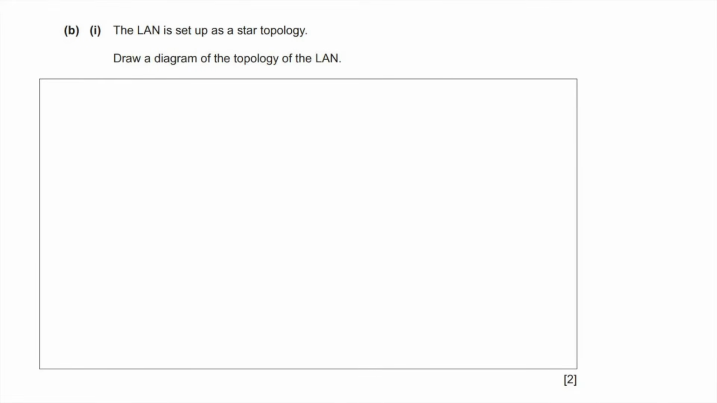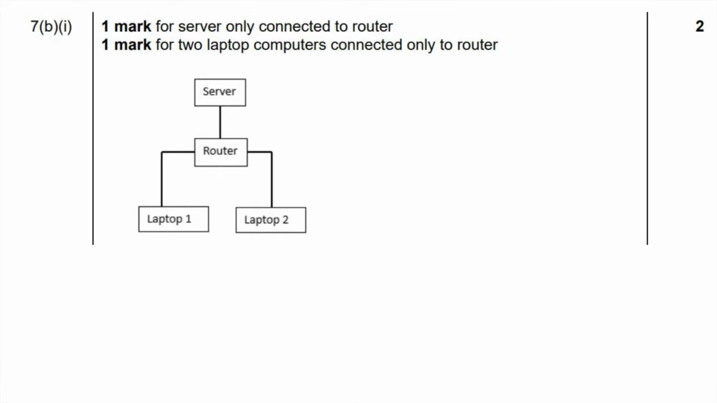Now, another question. The LAN is set up as a star topology. Draw a diagram of the topology of the LAN. We don't really have much context here, but this is just another example of a network. Presumably we have a server on the network, but we also have 2 laptops, and we have a router. So in this case, I guess we can assume that the server is not a network device since we have a router. That router is going to be in the center, and every device in the network is going to be connected directly to that router.